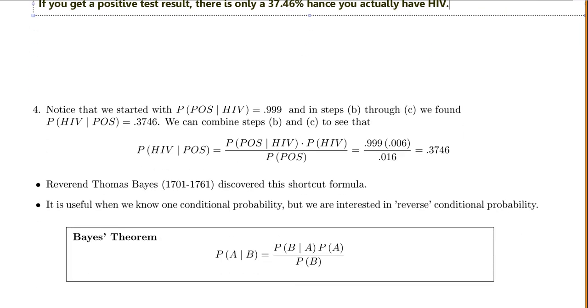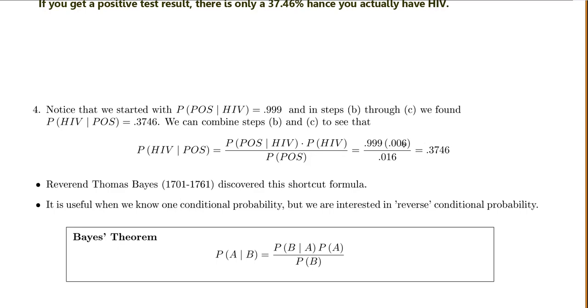Now here's where the Bayes' theorem actually comes in. So notice we start with the probability of positive given HIV, and in steps B through C, we found the probability of HIV given positive. So we switched the order of our conditional probability. We can combine those steps to see the probability of HIV given positive equals the probability of positive given HIV times the probability of HIV over probability of positive.